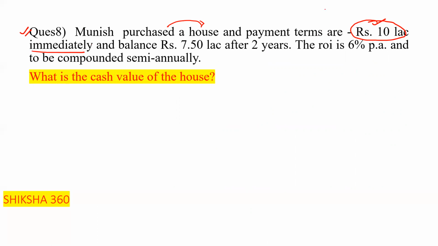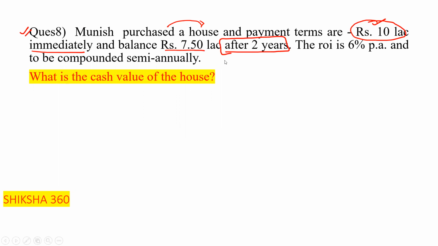How much is the balance amount? 7,50,000. They have to pay 7,50,000 after 2 years. The rate of interest here is 6% per annum, and it is to be compounded semi-annually.